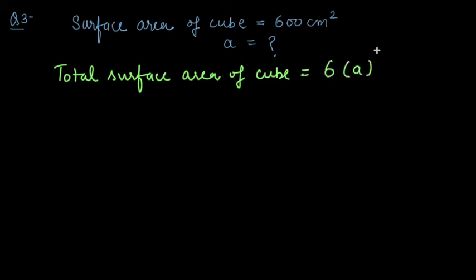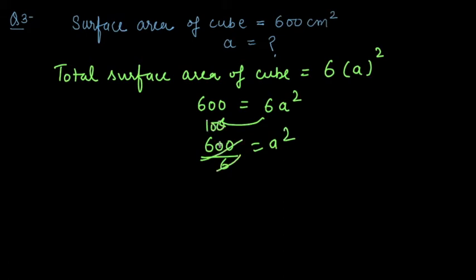6 a square. This has already been given as 600, 6a square. I will take this 6 in the denominator. A square, now this gives you 100. So a square is 100. I can take a as the square root of 100, and we know the square root of 100 is how much? 10 centimeter.